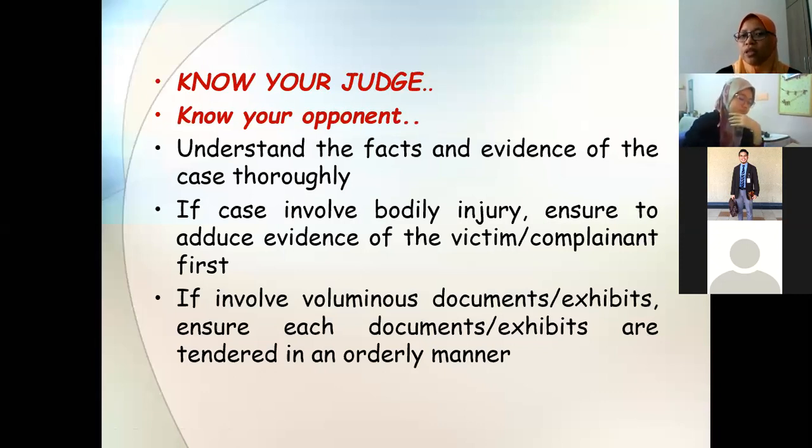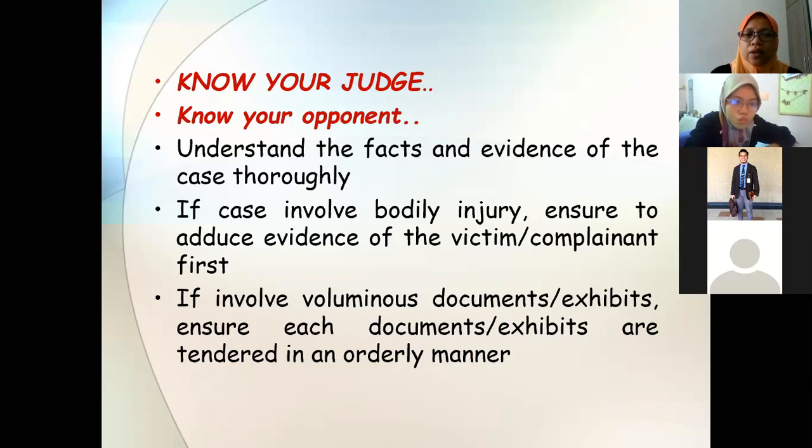If the case involves bodily injury, ensure to adduce evidence of the victim or complainant first. Causing injury to parts of the body, for example hurt. Somebody is charged with causing grievous hurt. Adduce the victim's evidence first, so that it helps the judge understand the flow of the story.